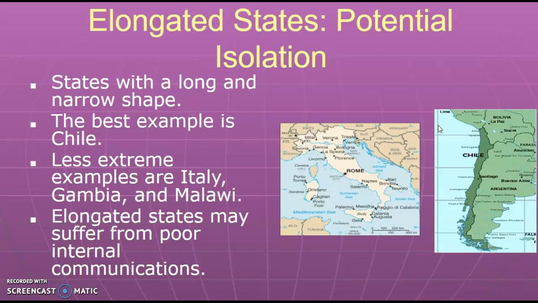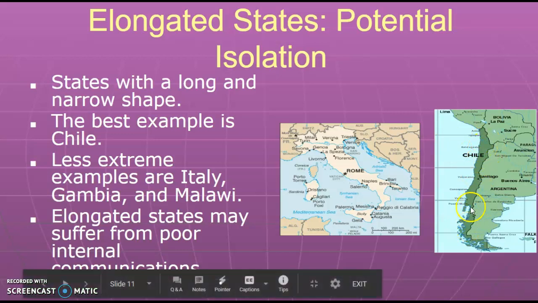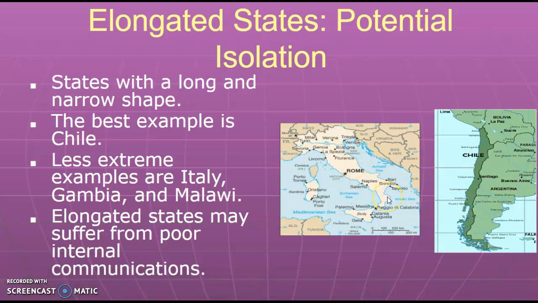Next are elongated states. An issue for them can be potential isolation. You can see it's very clear. Argentina is elongated. Chile is elongated. Italy is elongated. These are states with a long and narrow shape. Thailand is elongated. The best example is Chile, and less extreme examples are Italy, Gambia, and Malawi, which is in Africa.